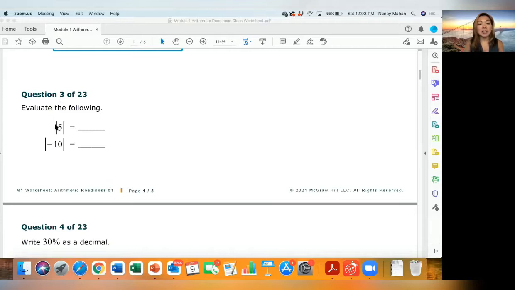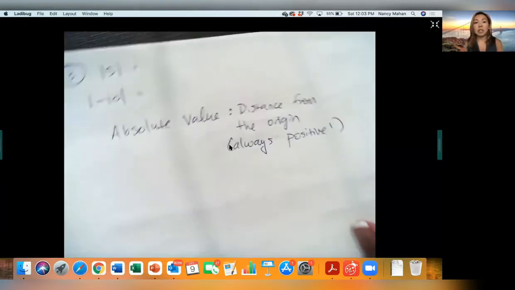Next up, we're going to be talking about absolute value. So this is number 3 on your worksheet. So number 3 on your worksheet asks you to find the absolute value of 5 and the absolute value of negative 10. These bars that you see on the sides means absolute value. So here I've written out the question.